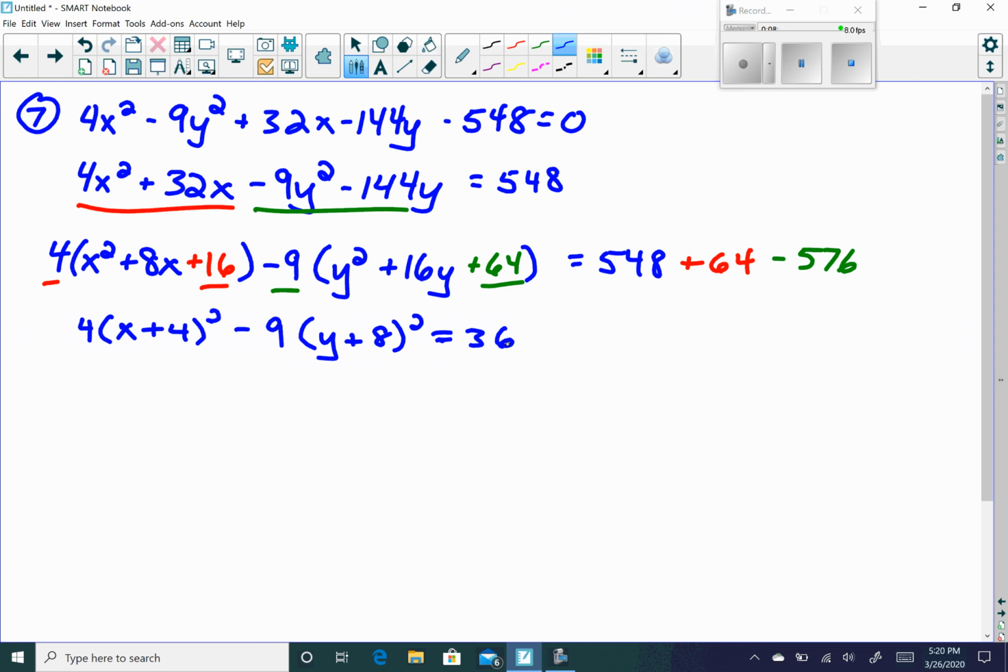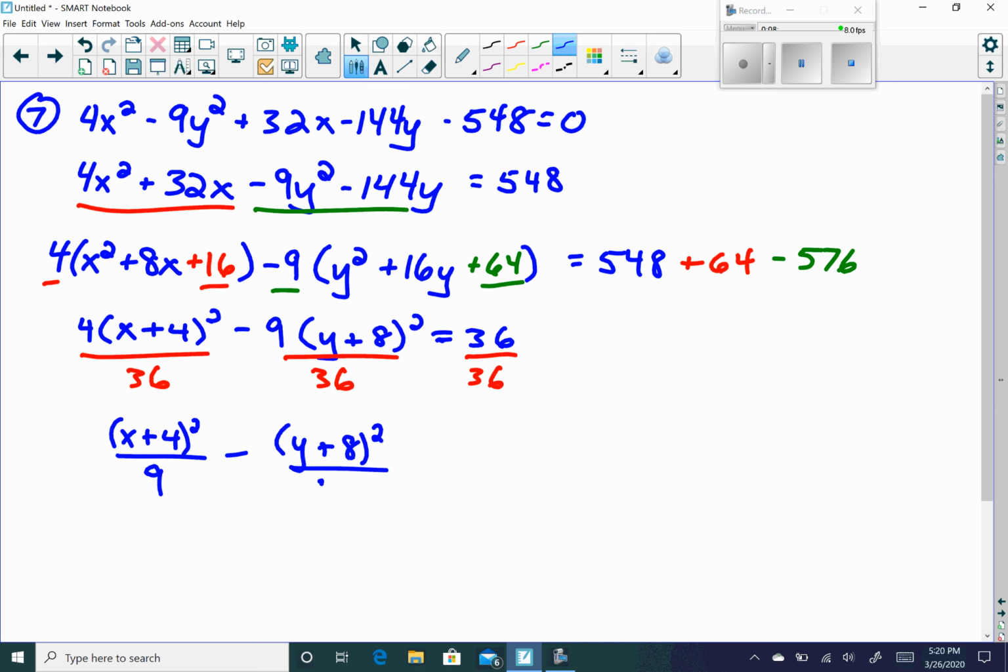All right, again, we want to get two fractions being subtracted equaling 1. So we want to divide everything here by 36. If you notice, again, the two coefficients multiply to give us 36. So this works out nicely. We're going to get (x plus 4) squared over 9 minus the quantity (y plus 8) squared over 4 equals 1. And since we did all this work, I wasn't asking to graph or to identify anything else.